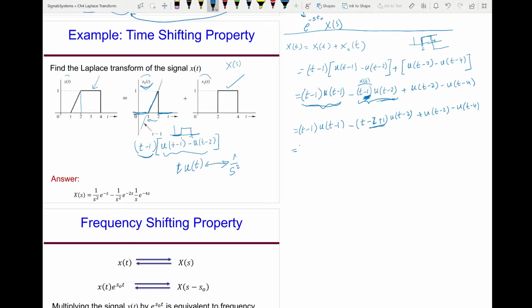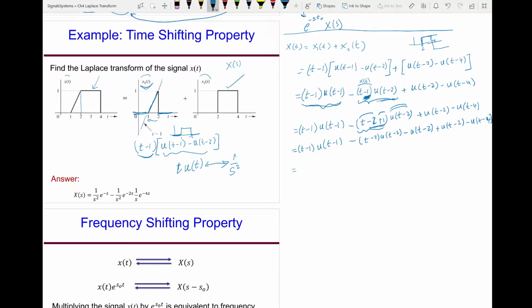Okay, now this will be just t minus 1. And here I will break it. I will break it to t minus 2 times this, and I will get t minus 2 times u of t minus 2. Then the 1 times this, I will get minus 1 u of t minus 2, plus u of t minus 2 minus u of t minus 4.